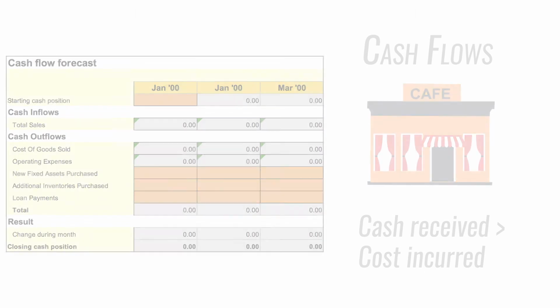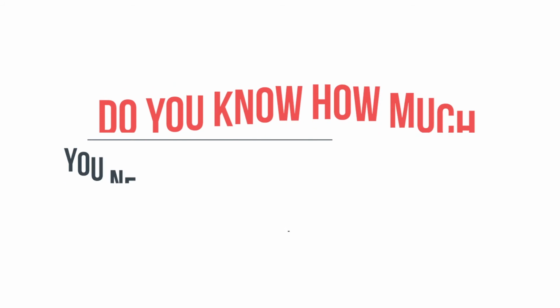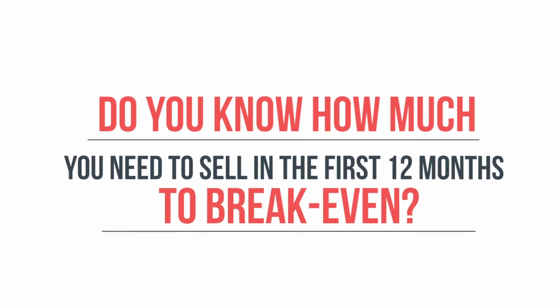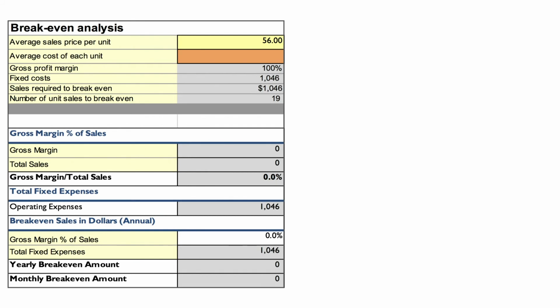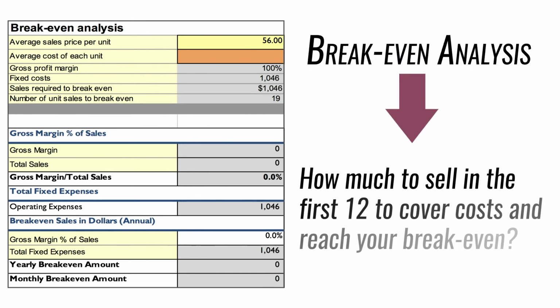Do you know how much you need to sell in the first 12 months to cover your costs and break even? This is your break-even analysis. In the financial template, enter the average sales price of 1 unit of your product or service and your average cost per unit. You will get the number of sales you need to make to break even.